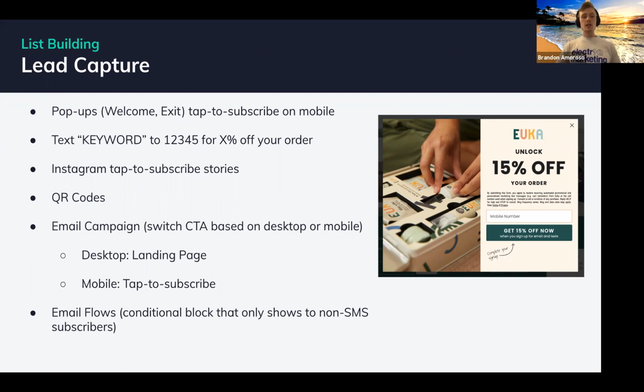Another big one is texting a keyword to whatever your short code is or whatever your toll-free number is for a certain percentage off your order. So you can include this on inserts within packages that go out. You can drop this in Instagram posts. You can basically put this anywhere that visitors are going to potentially see it.